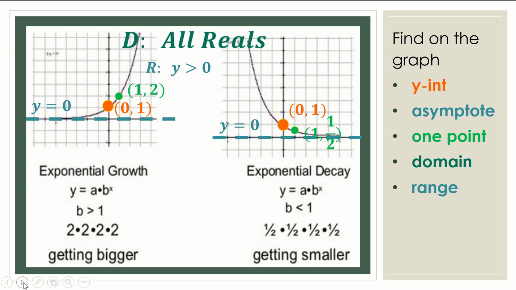Domain: all real numbers from left to right, it goes infinitely left to right, all real numbers. And range, we know, is y values. All my y values are above the horizontal asymptote. We would say all y values are greater than 0.